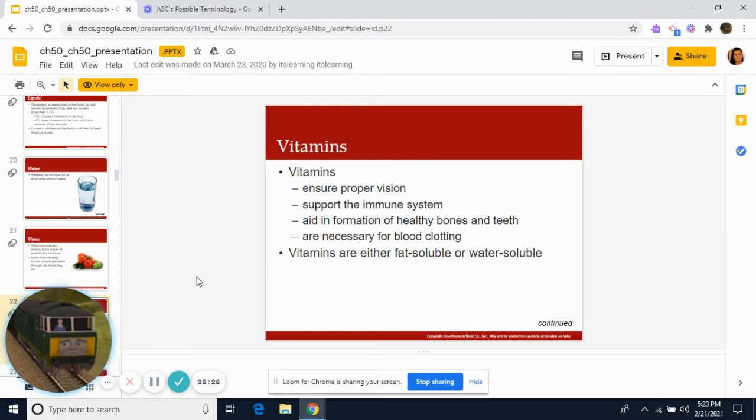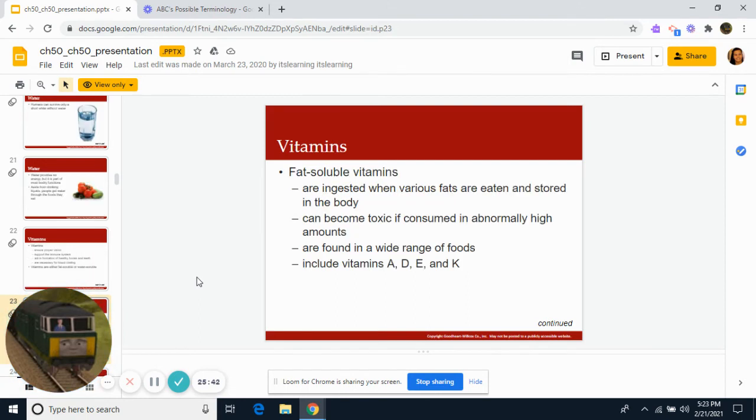Vitamins ensure proper vision, support the immune system, aid in the formation of healthy bones and teeth, and are necessary for blood clotting. Vitamins are either fat soluble or water soluble. Fat soluble vitamins are ingested when fats are eaten and are stored in the body. They can become toxic if consumed in abnormally high amounts.